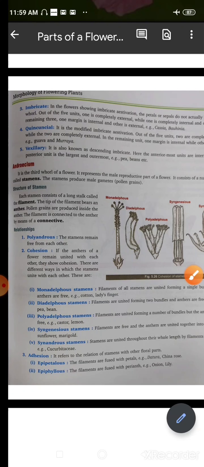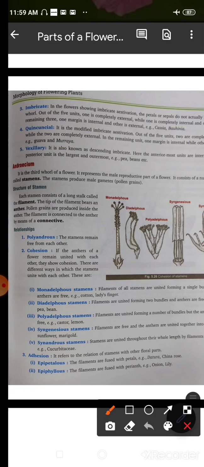So we come to the structure. The stamens produce the male gametes. Since this is the male reproductive part, it produces the male gametes which are called the pollen grains. You studied about the pollen grains. Now coming to the structure of the stamen, each stamen consists of a long stalk called the filament.